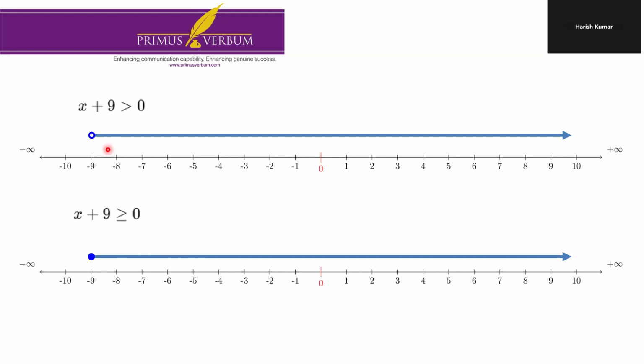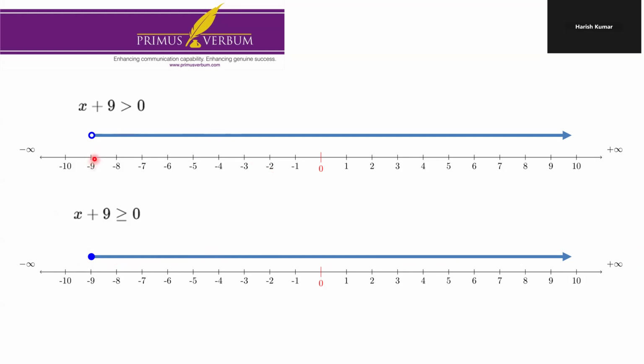So we have the comparison here. When x plus 9 is greater than 0 is the inequality, minus 9 is not shaded. It's an empty circle indicating that minus 9 is excluded and everything above minus 9 right up till plus infinity is a solution. But when we say x plus 9 is greater than or equal to 0, it starts from minus 9, it includes minus 9 and goes up, say minus 8.9, minus 8.8, and then minus 8 right up to plus infinity.